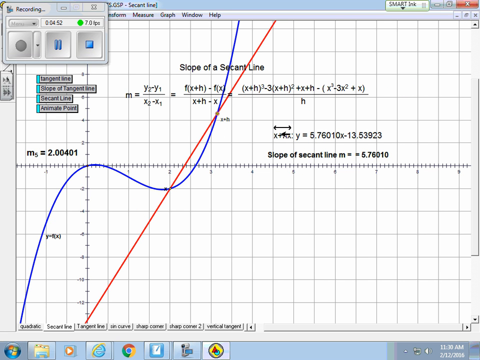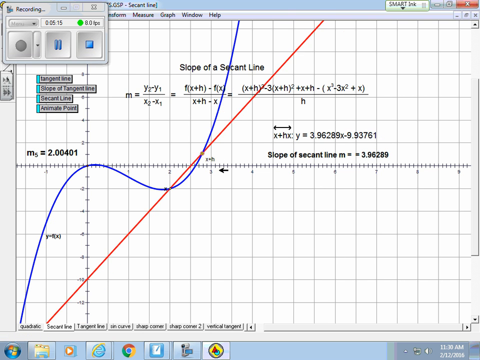H is the difference between the 2 points. It's how far away they are on the x-axis, which is kind of like delta x. In fact, some textbooks will use delta x instead of h. I like h better because delta x takes me longer to write. And if you haven't noticed yet, I'm lazy. H is faster. But delta x is a good explanation because it's changing x.